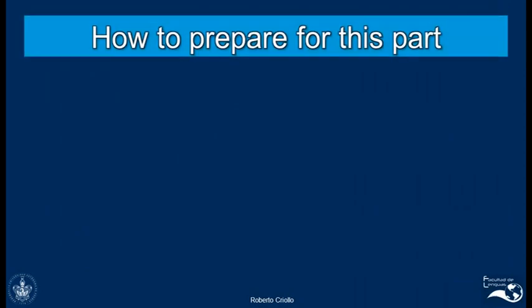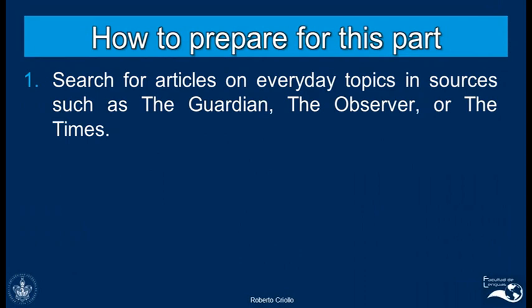Now, how can you prepare for this part of the test? My suggestion is, first of all, that you search for articles on everyday topics. I will give you a list of topics later. In sources such as The Guardian, The Observer, or The Times, these are very famous British journals, and I suggest that you use British journals because B2 First is a British test, so everything that you will find will be in British English. So you will find some articles on everyday topics: travel, cities, commerce, science, and so on.